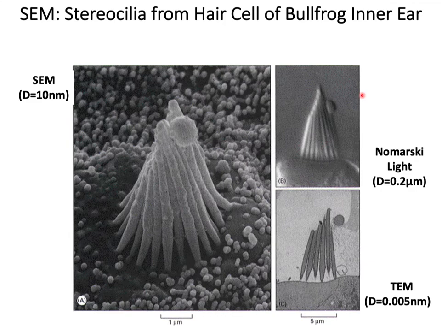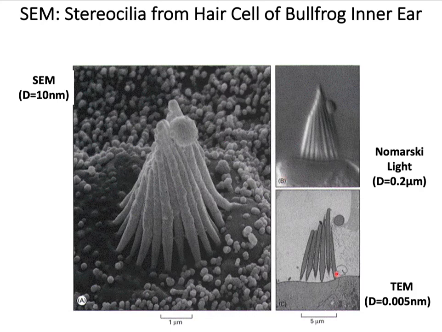which uses polarized light to give a pseudo-relief image of what you are looking at. So these are cilia projections from hair cells in the inner ear of a frog. The upper right image is the Nomarski or DIC. You get some idea of the three-dimensional structure of this projection from the hair cells. Remember, the resolution is approximately 0.2 microns.